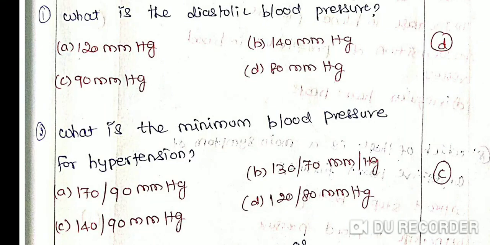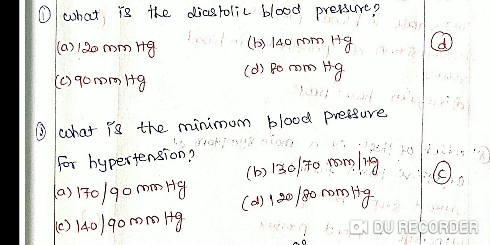What is the diastolic blood pressure? Option A 120 mm Hg, option B 140 mm Hg, option C 90 mm Hg, option D 80 mm Hg. The correct answer is option D 80 mm Hg. The normal blood pressure is 120 divided by 80 mm Hg, millimeters of mercury pressure.